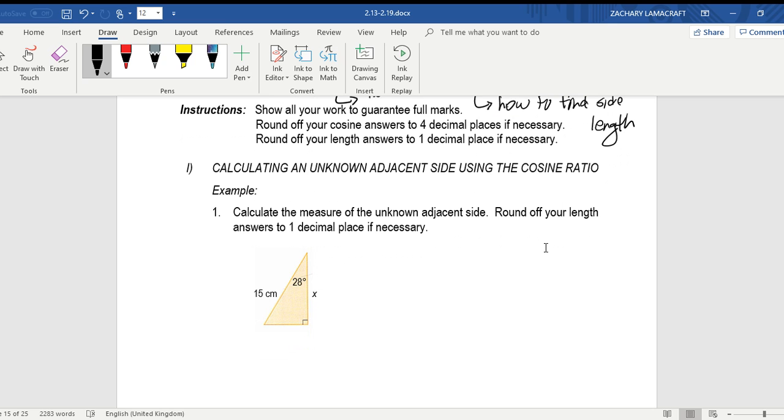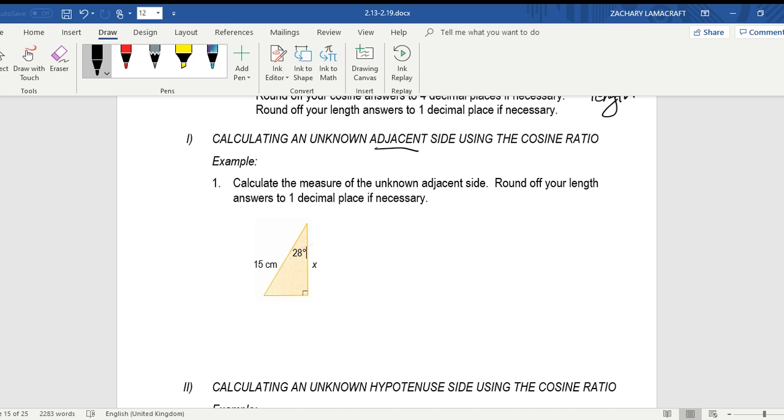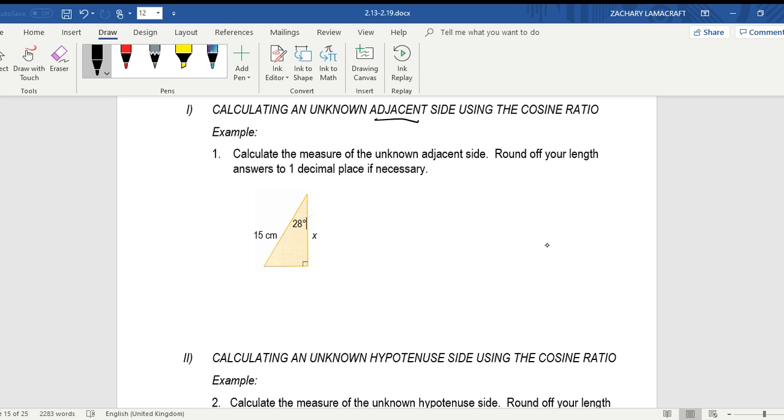In this case, we're going to be calculating the unknown adjacent side. So it kind of gives us what we're looking at already by using the cosine ratio. So calculate the measure of the unknown adjacent side, round off your answers to 1 decimal place. In this case, we're going to use CAH: cos x is equal to the adjacent side over the hypotenuse. I know it's kind of hard to see in this example, but this 28 is actually looking at angle A, okay? So angle A is equal to 28 degrees, and that's what we're going to deal with here.